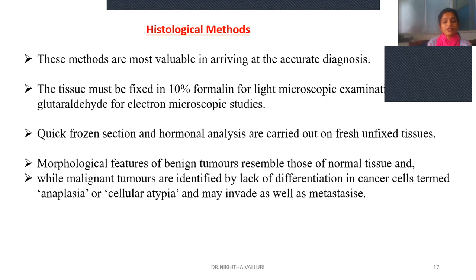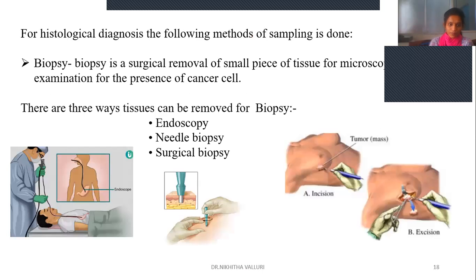And then the morphological features of benign tumors resemble those of normal tissue; when we examine under microscope, benign tumor morphology will be similar to the surrounding tissue. When coming to malignant tumors, it will be very different, so much difference can be seen from the tissue of origin, and there will not be any proper differentiation. Anaplasia and atypia also can be seen. So these were the methods which will be used.